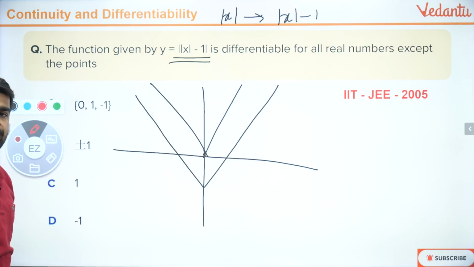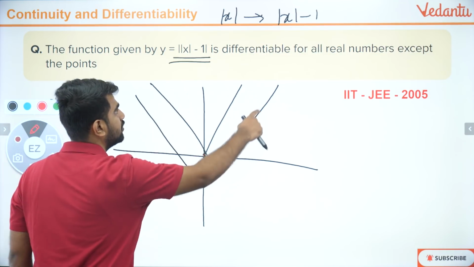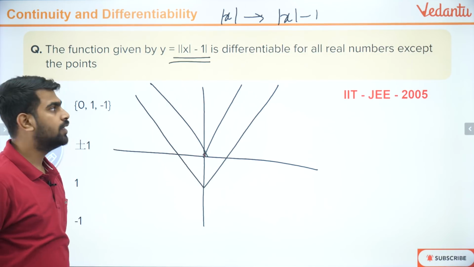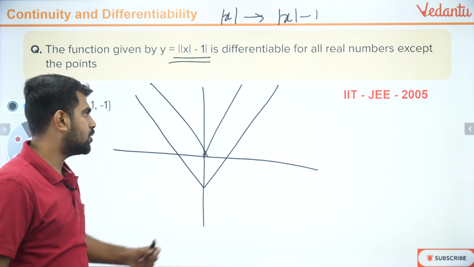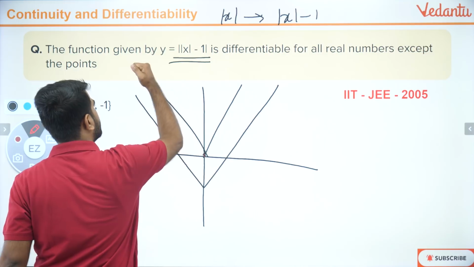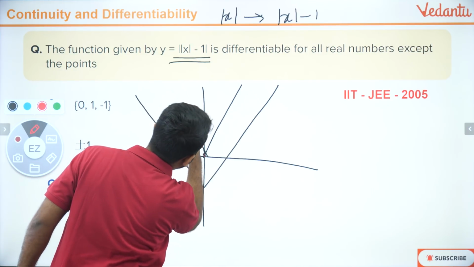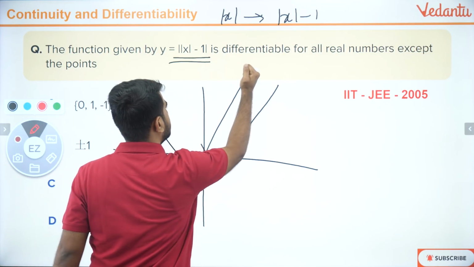Okay? Are you guys able to follow that? So now, this will be my new graph, which is mod of x minus 1. But is that my final answer? Of course not. So what I'll do is I'll erase this so that you guys are able to see it clearly. And let me erase this as well.